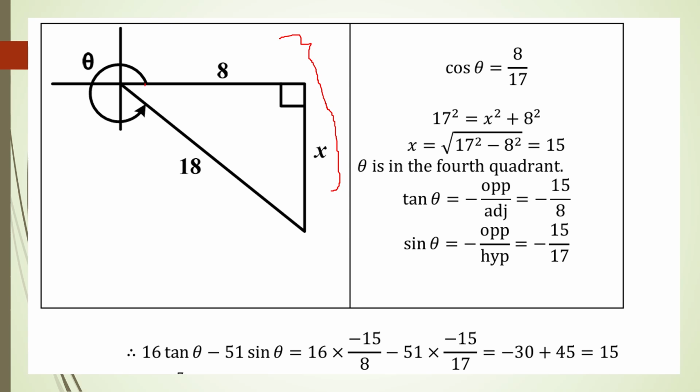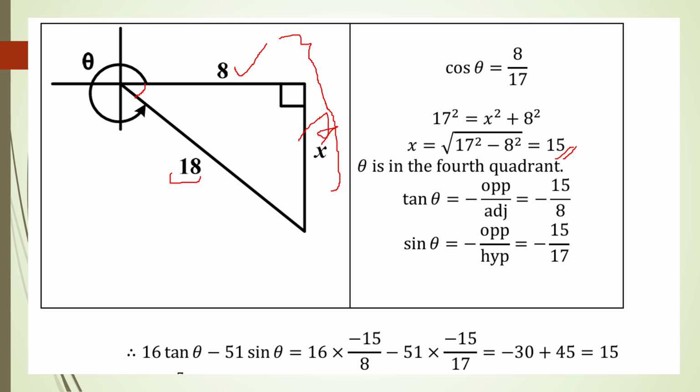So the side which is close to the angle is our adjacent, and cos is the same as adjacent divided by hypotenuse, and the adjacent was given as 8, and the hypotenuse was given as 17. So we have to use Pythagoras theorem to find our opposite. So according to Pythagoras theorem, our opposite is going to be the same as 15.